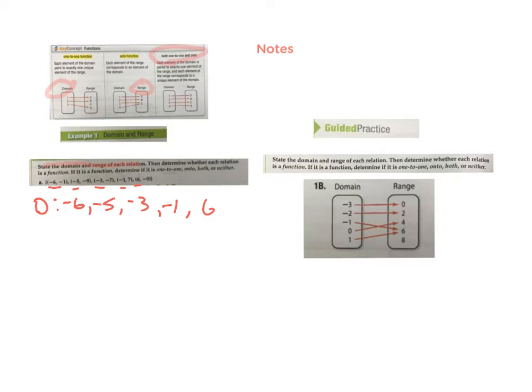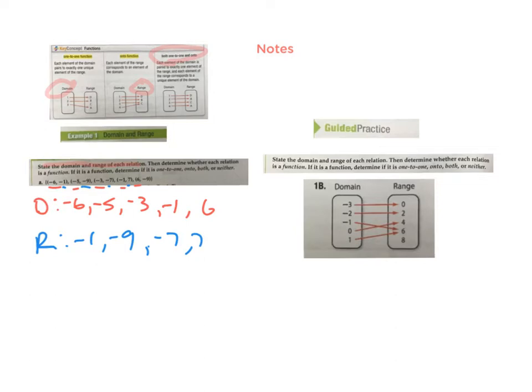Now the range is the y values. So the y values, we have a -1, we have a -9, -7, +7, and we have a -9 again. But because we already have it in the range, we don't write that. So this is our range, so we don't want to repeat any of the elements. So there's our domain and range.